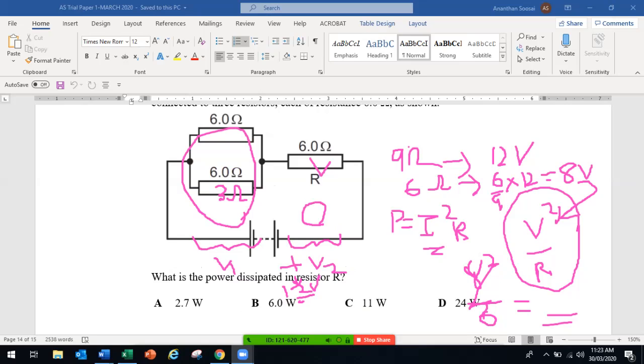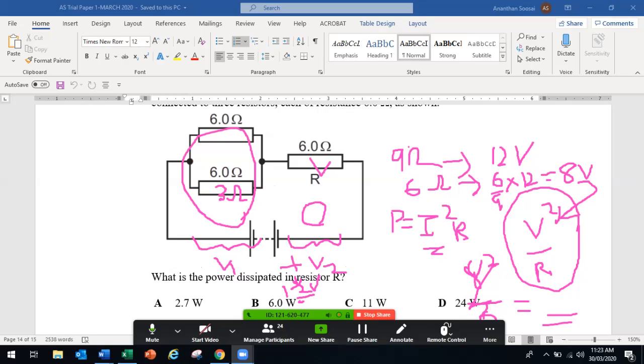It makes sense. So I think you go V squared over R. You want to use I squared R? Okay, I squared R is okay. Any other question?